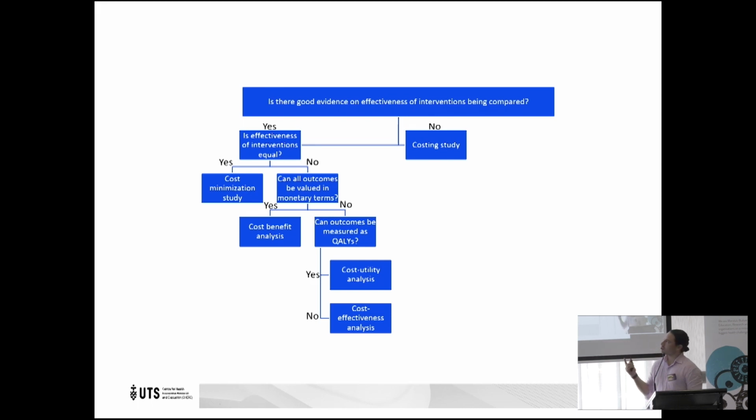So let's look. Do you think there's good evidence of effectiveness of the intervention? Do you think IV antibiotics have been well researched in the literature? So yeah, I think there's pretty good evidence out there. We're going to work our way down. So we think there's good evidence. Is the effectiveness of those interventions equal? Do you think getting IV antibiotics at home will be the same as getting IV antibiotics in the hospital?